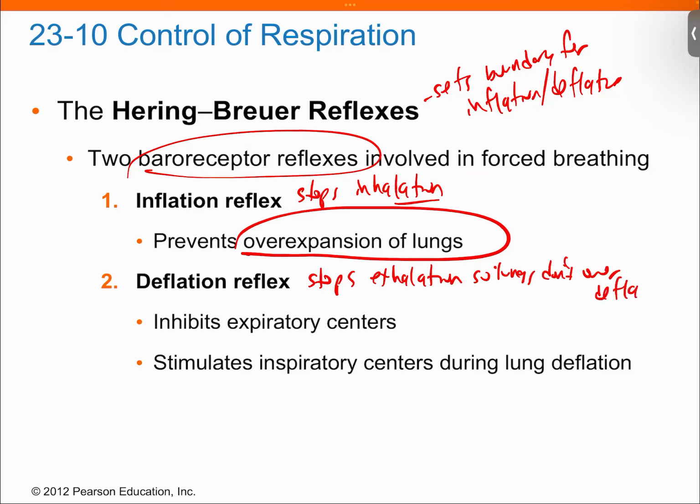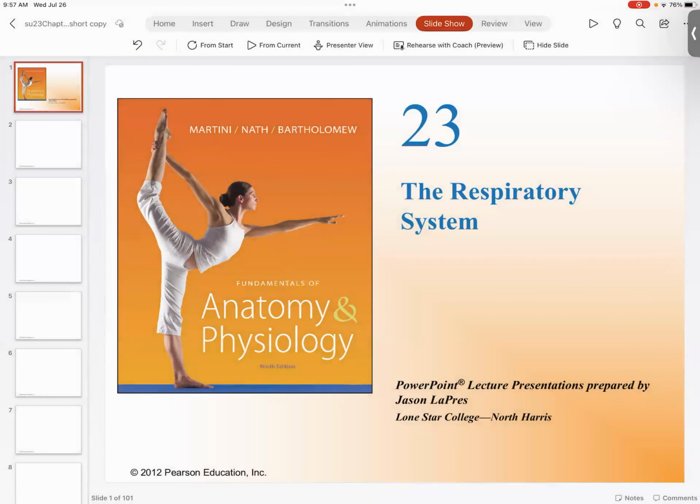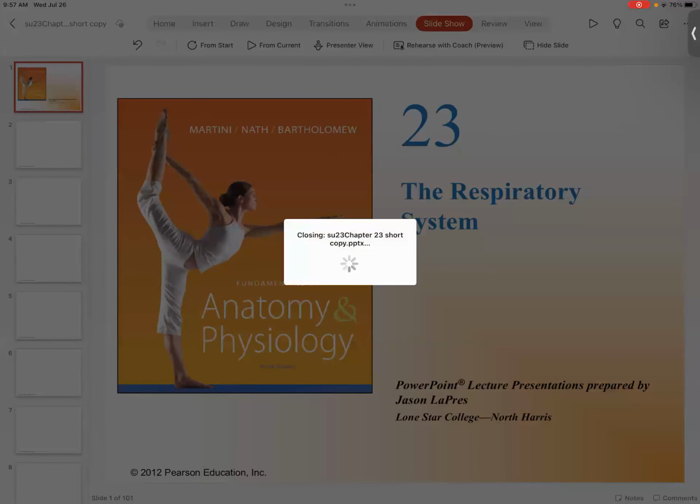So you don't over deflate or collapse the lungs. Basically, it stops deflation. So it sets the upper bound of the lungs and the lower bound. So that's the Hering-Breuer reflex. So it's a reflex that actually stops it. So you don't do that. Okay. That is respiratory.